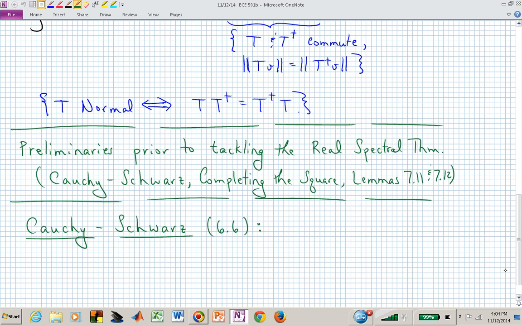Now, before we get into the real spectral theorem, I want to quickly restate the Cauchy-Schwarz inequality. We'll talk about completing the square, and those will then be applied in the proof of lemma 7.11. And so now we have to worry about convenience if we're talking about 7.11.